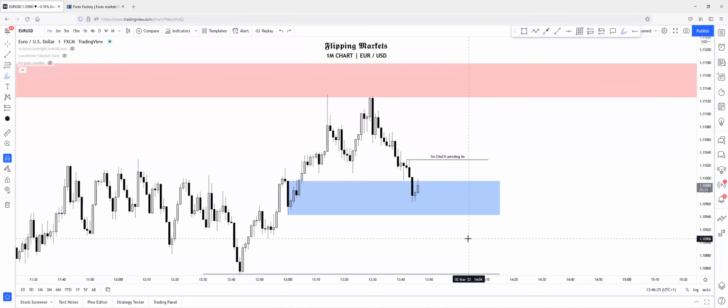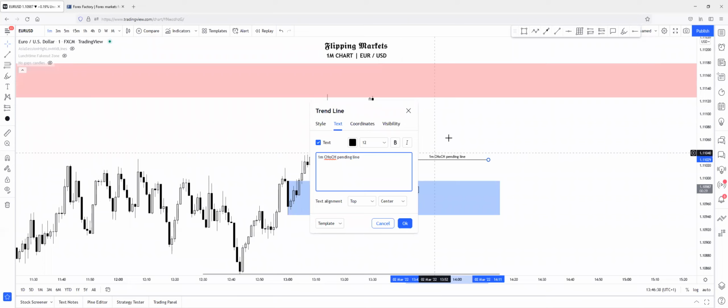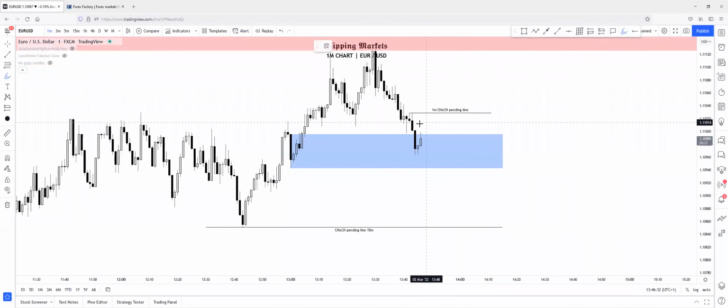Okay, but let's see the other scenario. Sorry, I didn't mean to delete this, the 1-minute change of character pending line. Let's see the other scenario where price breaks below this zone. It has a reaction, as you can see, and creates a flip scenario to the downside. So it flips the zone like this.